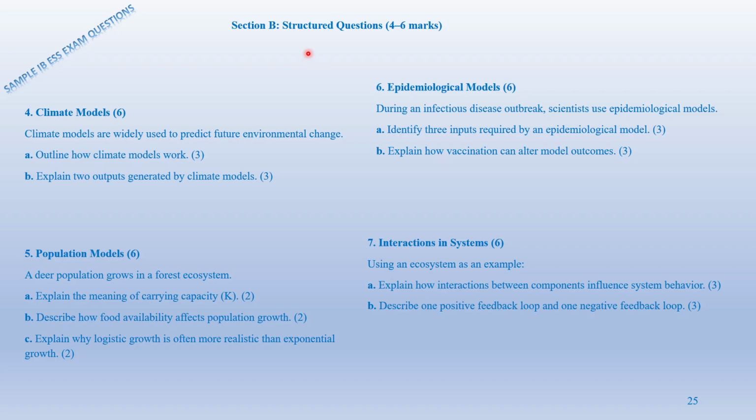Section B contains structured questions and requires more detailed explanations than short answer questions. In this section, you will apply environmental concepts, analyze models, interpret data, and explain relationships within systems. Answers should be developed using clear scientific terminology and, where appropriate, supported with examples.